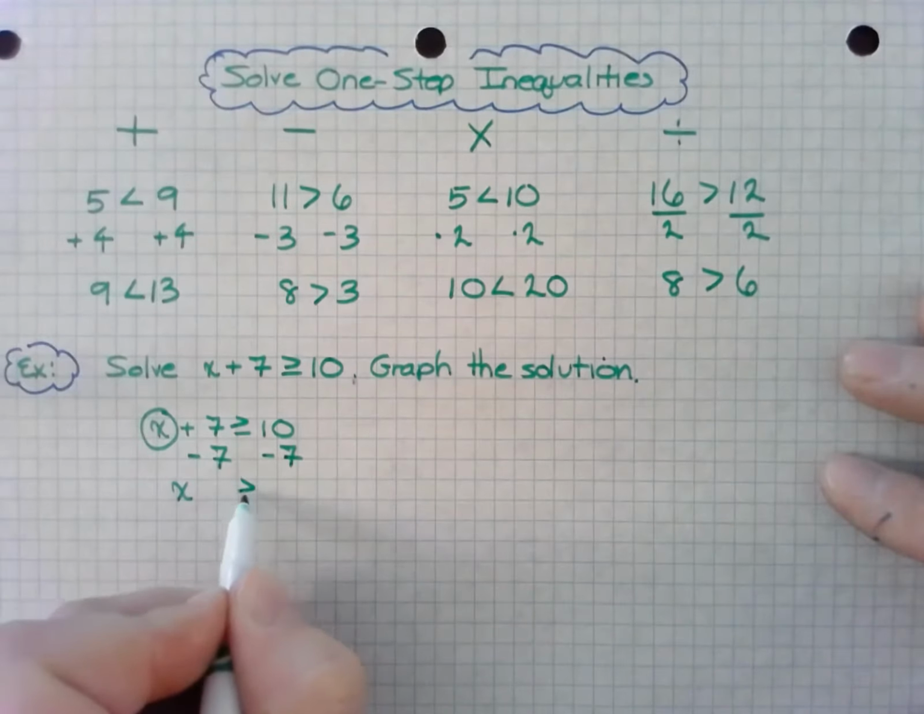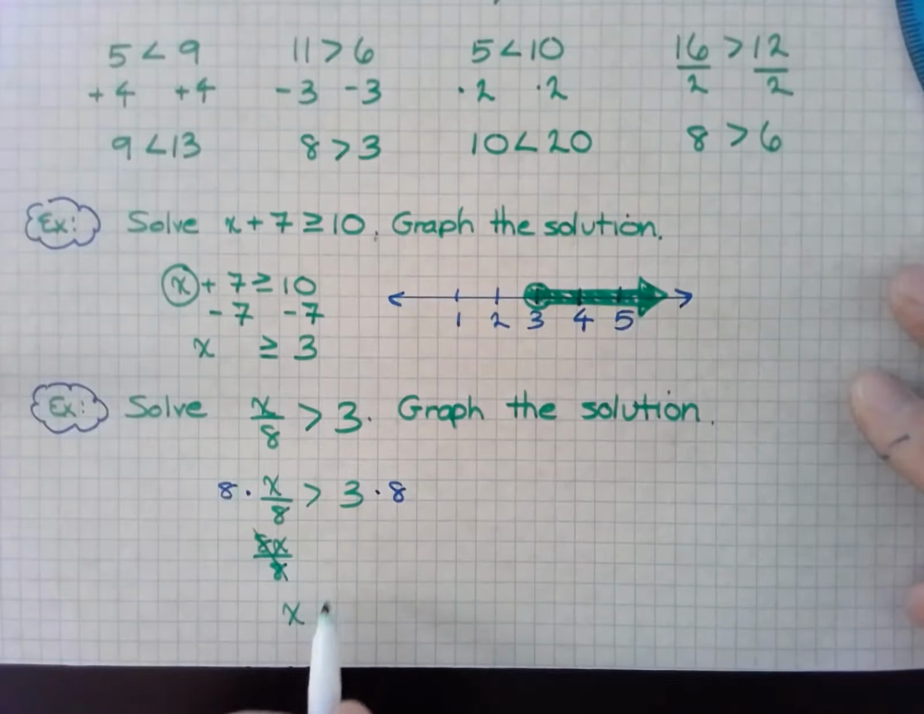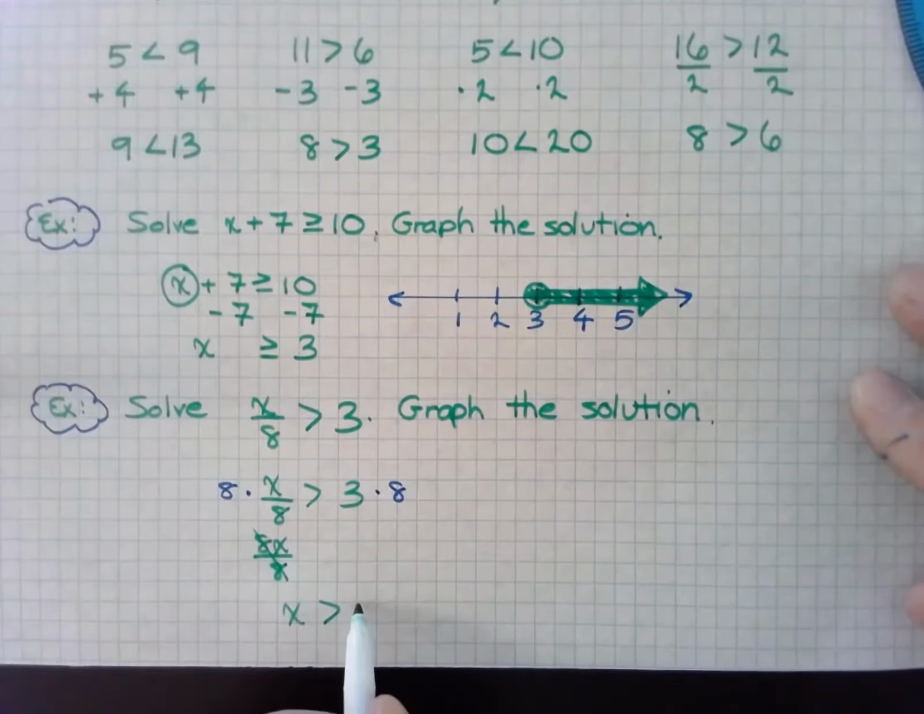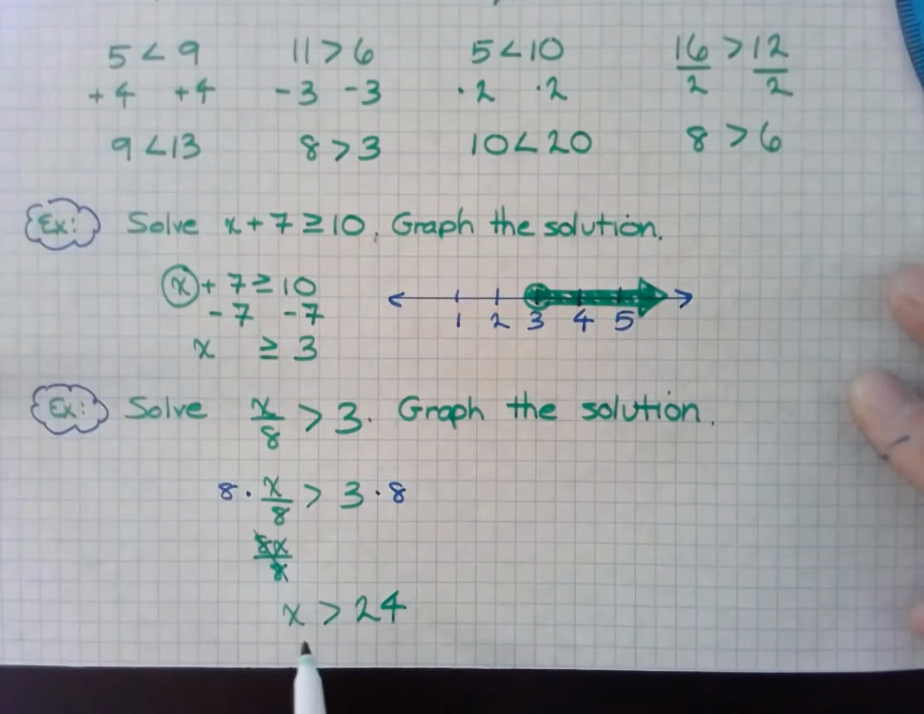And I know that 8 divided by 8 is 1. And so it's just x. And then on this side, 3 times 8 is 24. So x has to be greater than 24. So again, I can use my handy dandy straight edge to graph the solution.